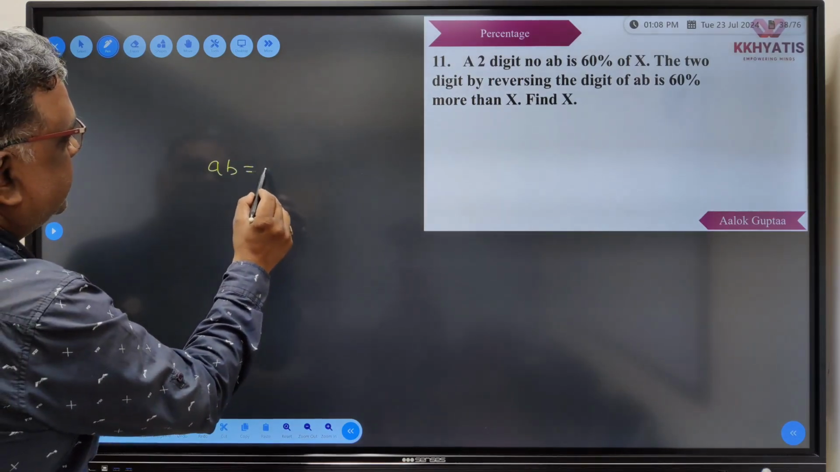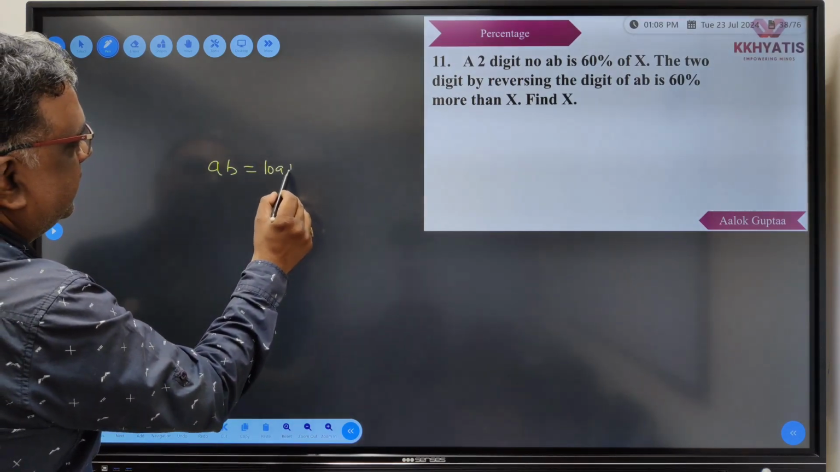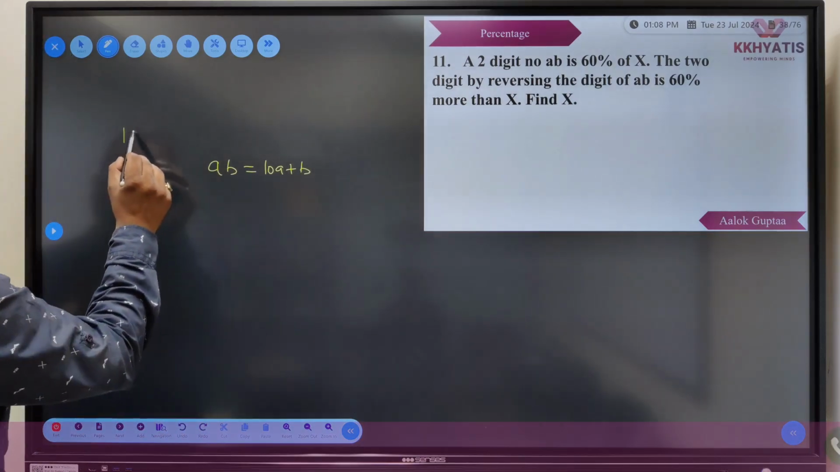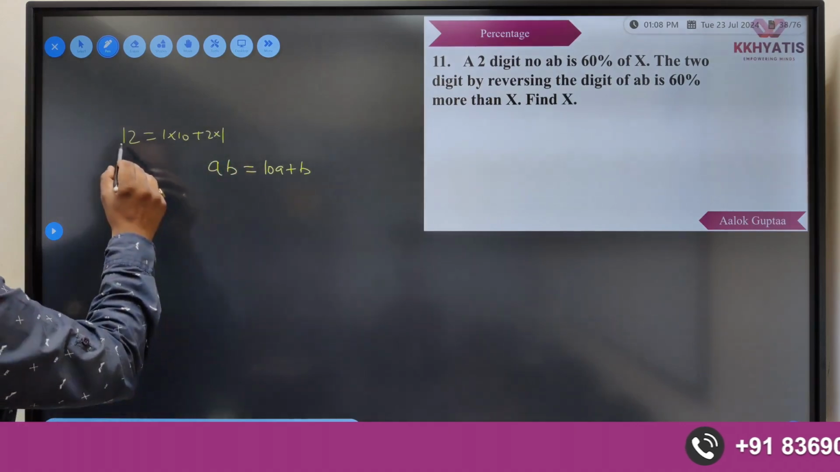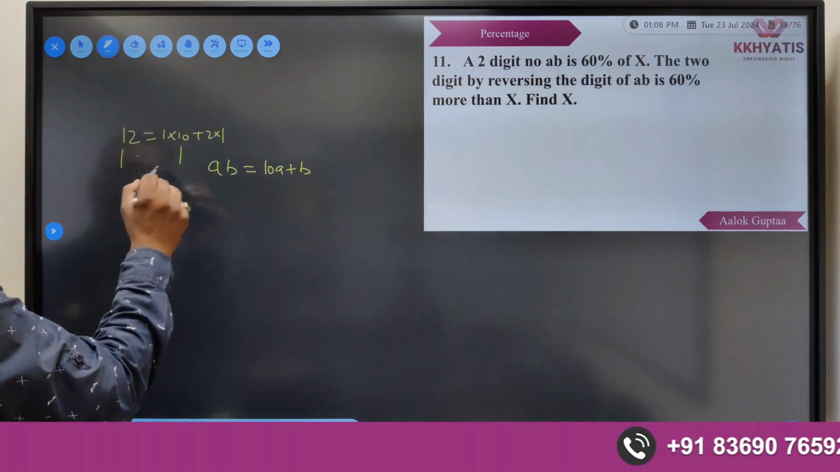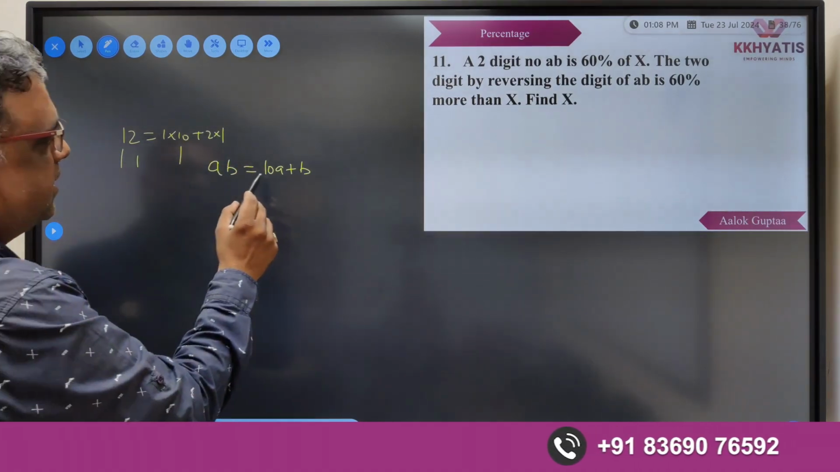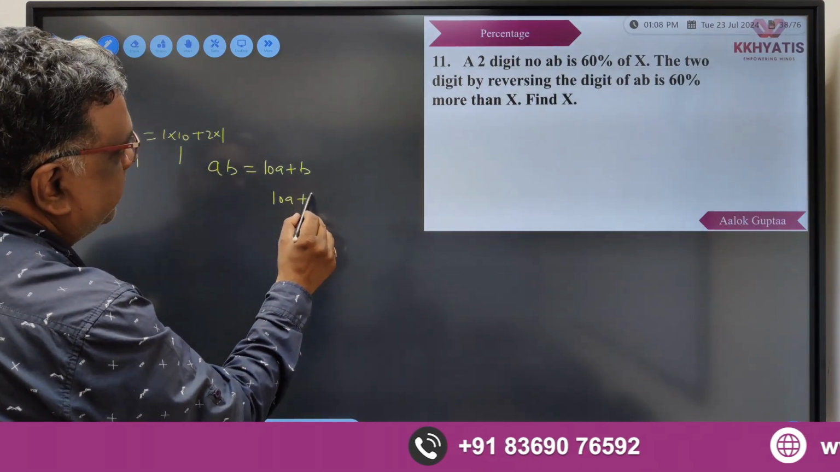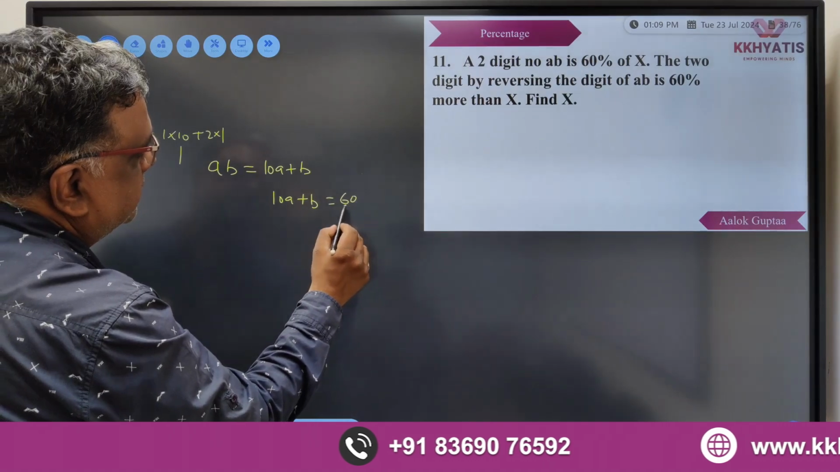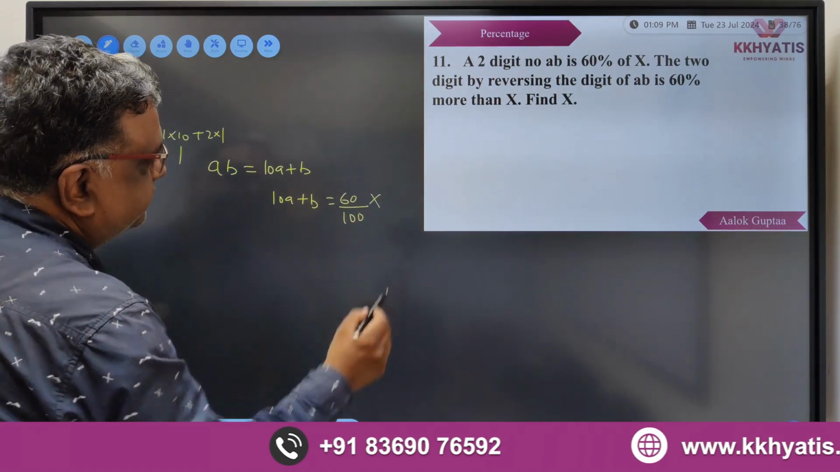So how can I write this AB as 10A plus B? How do I write 12? 1 into 10 plus 2 into 1, face value into place value plus face value into place value, correct? So AB I can write as 10A plus B. So I have been given 10A plus B is 60 upon 100 X.